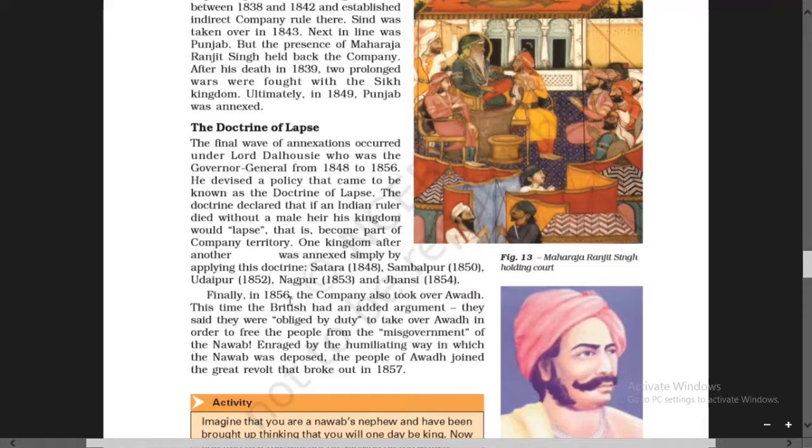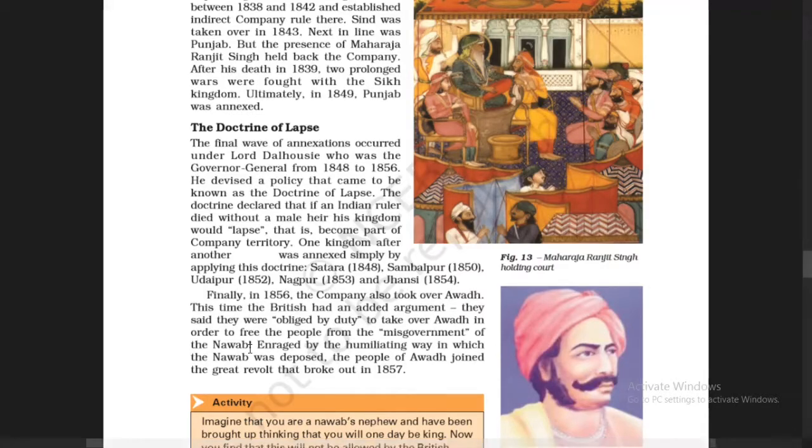Finally, in 1856, the company also took over Awadh. This time, the British had an added argument. They said they were obliged by duty to take over Awadh in order to free the people from the misgovernment of the Nawab. So, at last, in the year 1856, the company also took over Awadh.